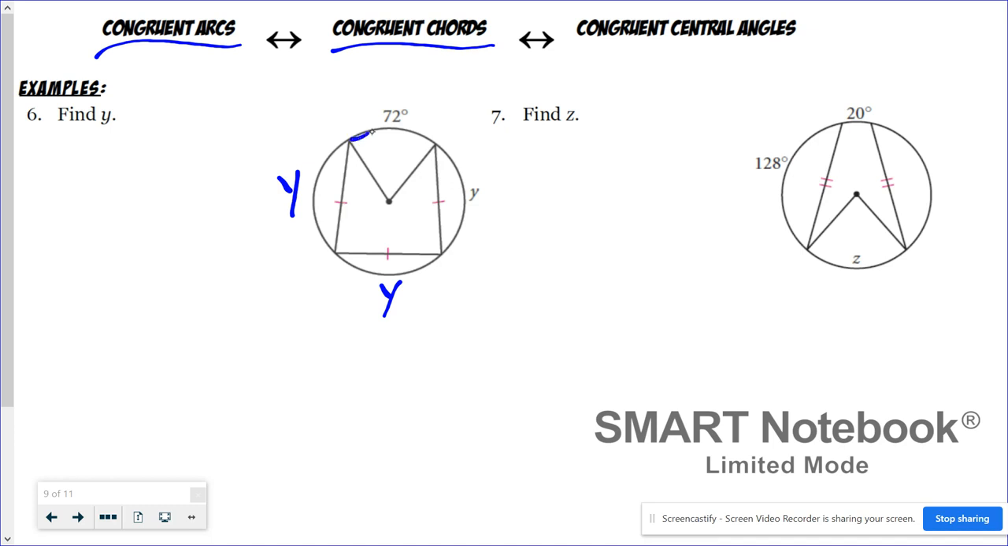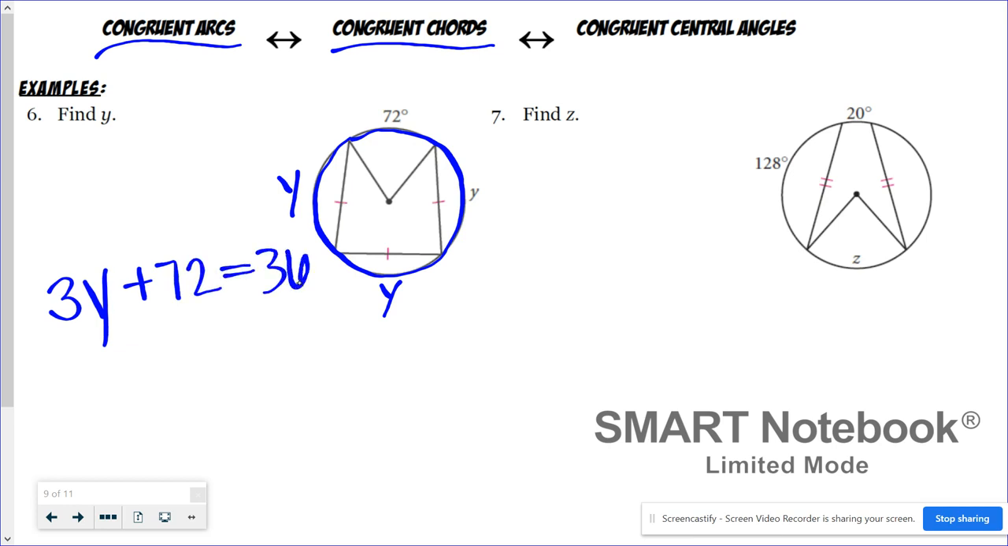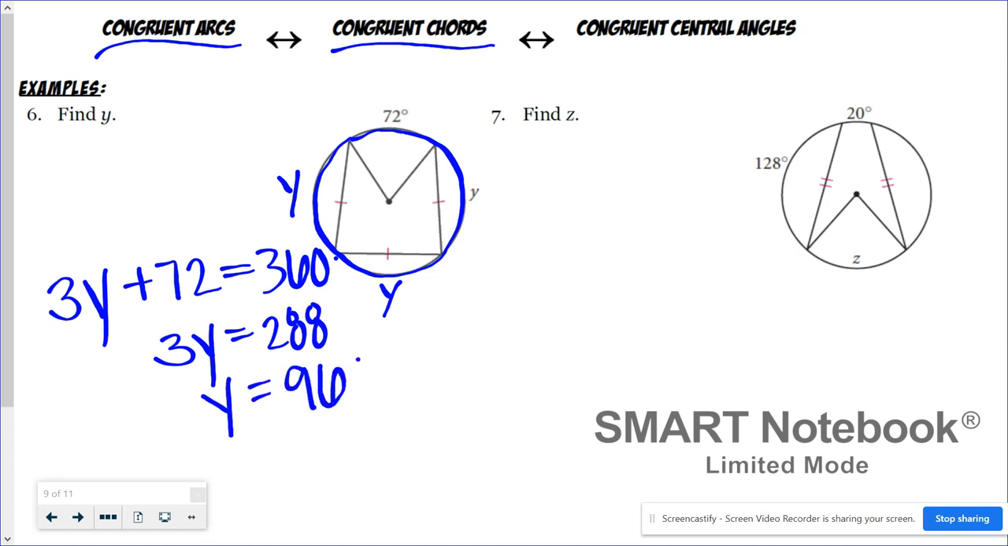Because you know one is 72, and the next one is y, and then there's another y, and another y. So you've got these 3 y degree arcs plus that other arc that's 72 degrees, and all together they will give you 360 degrees. So then we can do the math and determine what the measure of y is for each of those 3 congruent arcs, and we get that y is equal to 96 degrees.